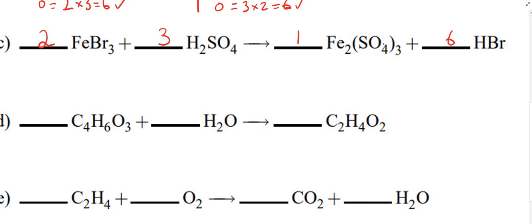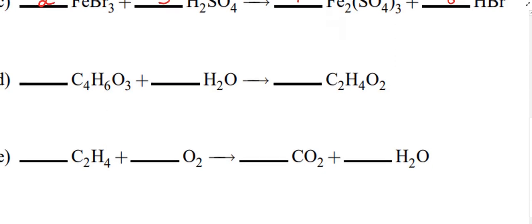So there's a little helpful hint. Balance polyatomic ions together if they don't change from the reactants to the product side. Makes it a bit easier.